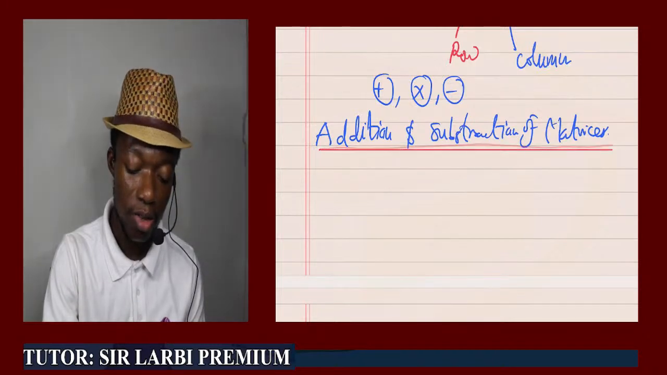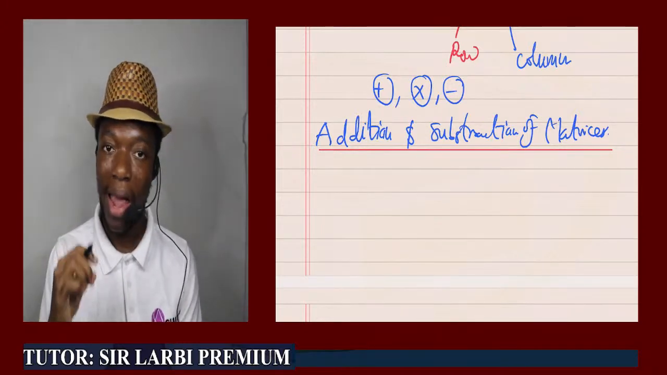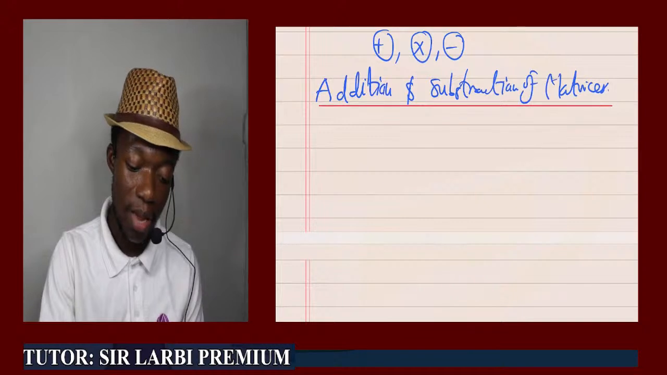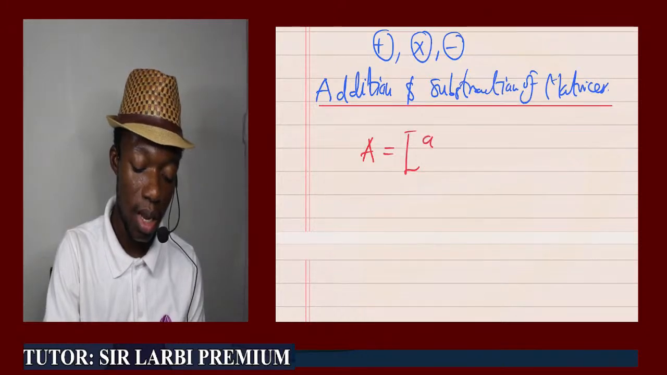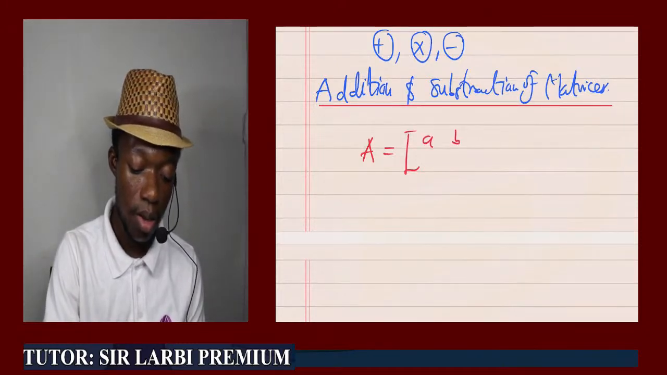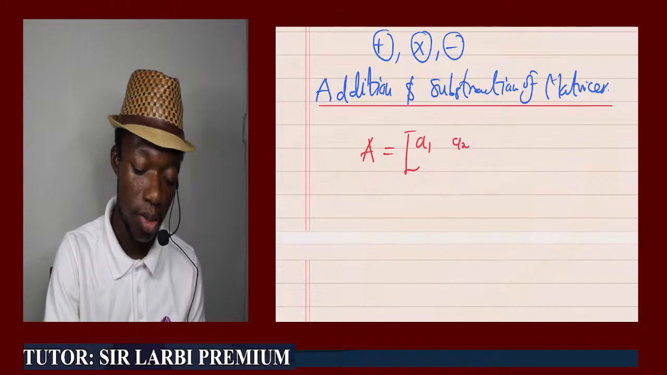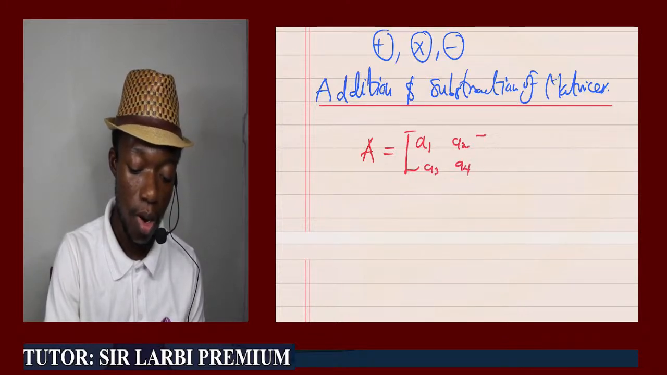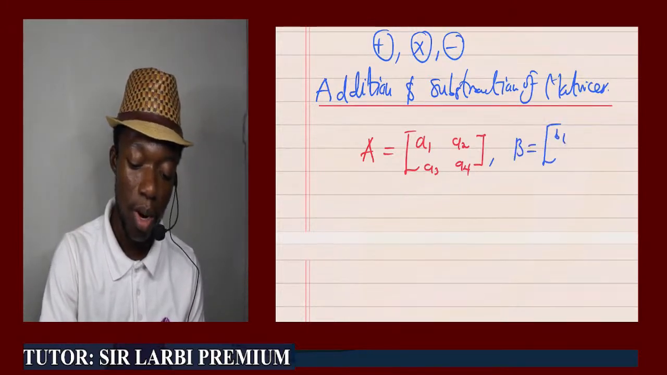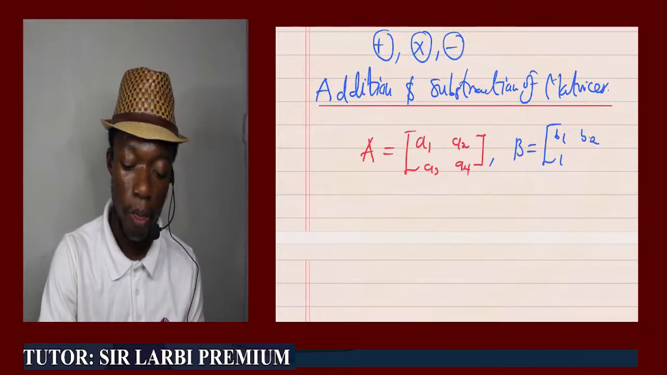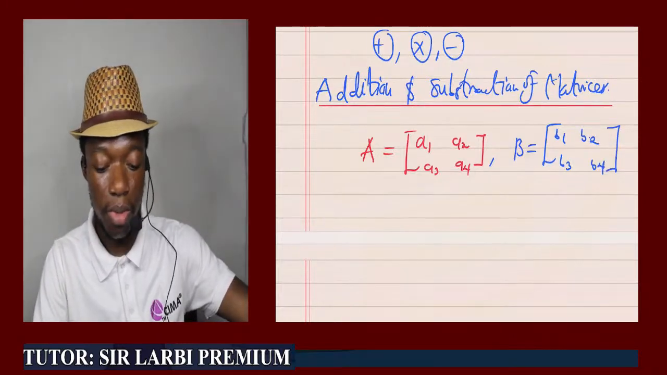By addition and subtraction, all we want to do is deal with corresponding entries or elements. What does that mean? Let's say I have matrix A to be equal to A1, A2, A3, and A4, and I have matrix B to be equal to B1, B2, B3, and B4.